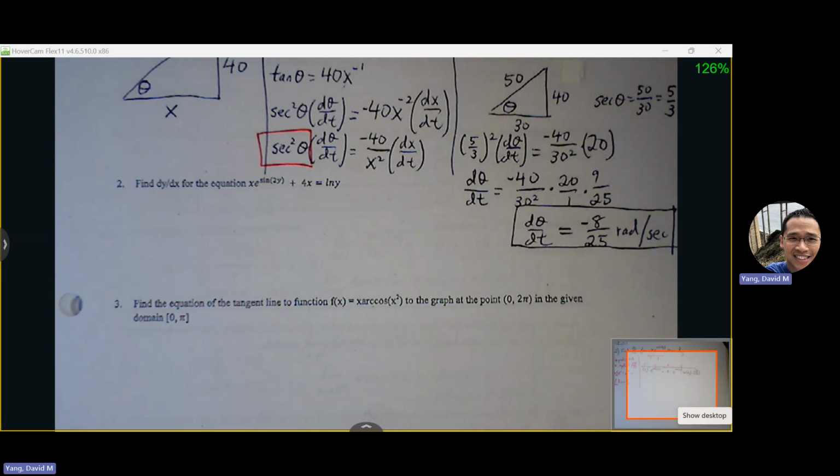Find the equation of tangent lines. We have to find the derivative. From the derivative, plug in the x value to get the slope, and then do point slope form.